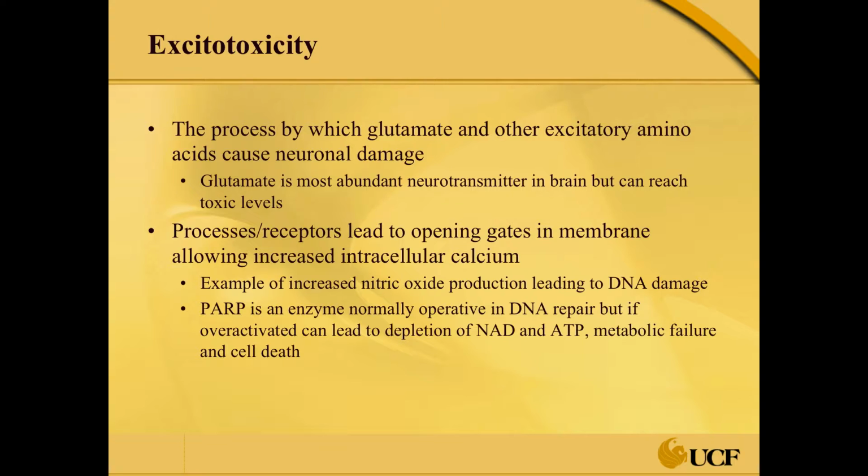So when the cells die and this glutamate gets excreted as a consequence, it can become toxic. Processes and receptors lead to opening gates in the membrane, allowing increased intracellular calcium. And we learned again that calcium is a major culprit in terms of long-term cellular death in the brain, right? We know that, and that's one of the processes that's very important.